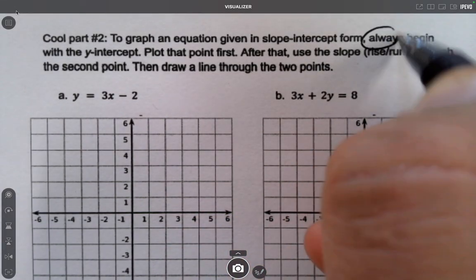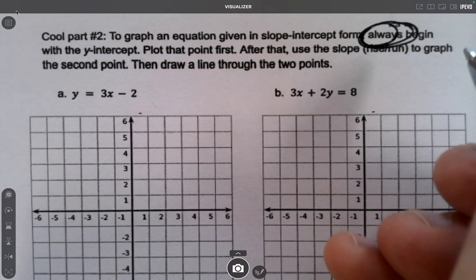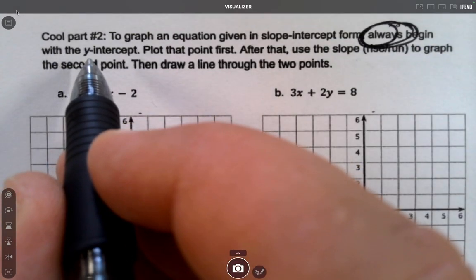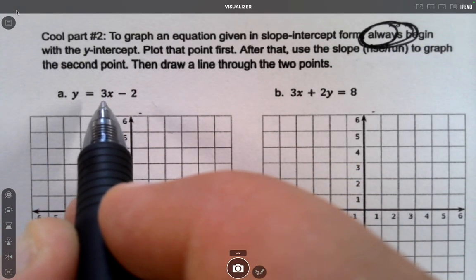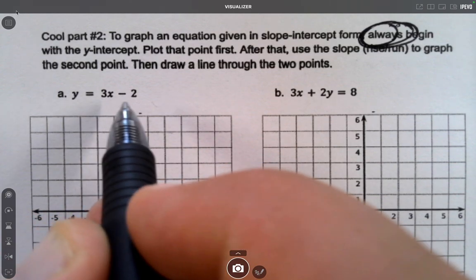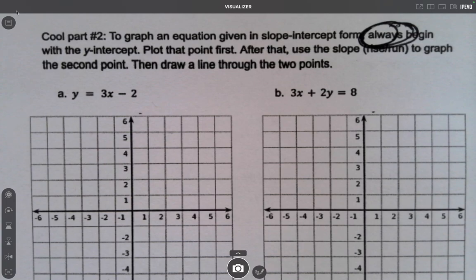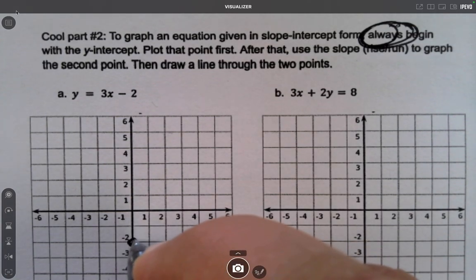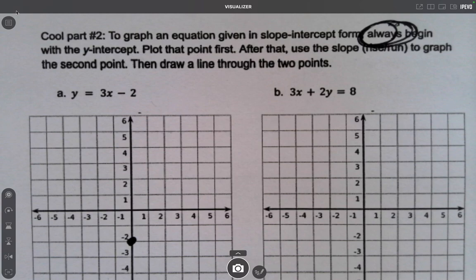So always, always, always begin with the y-intercept. So you look at this first one. We looked at this one earlier. Our slope is 3, but I'm not going to start with that. I'm going to start with the fact my y-intercept is -2. So I right away know one point the line passes through. It's -2 on the y-axis, because the y-intercept is the place where the line crosses the y-axis. So first thing you do on all of these, plot the y-intercept. Next, we'll use the slope.